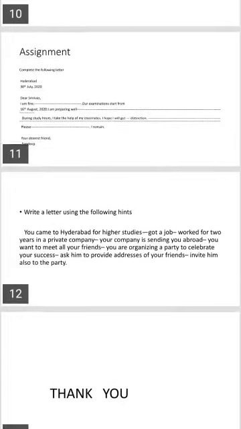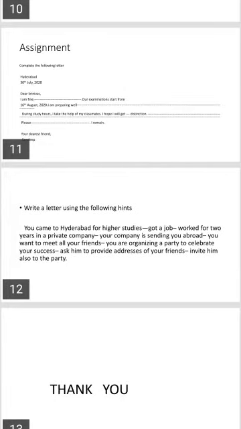Write a letter using the following hints. You came to Hyderabad for higher studies, got a job, worked for 2 years in a private company. Your company is sending you abroad. You want to meet all your friends. You are organizing a party to celebrate your success. Ask him to provide addresses of your friends. Invite him also to the party.